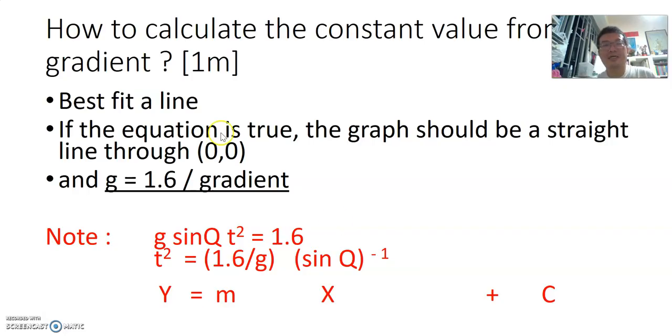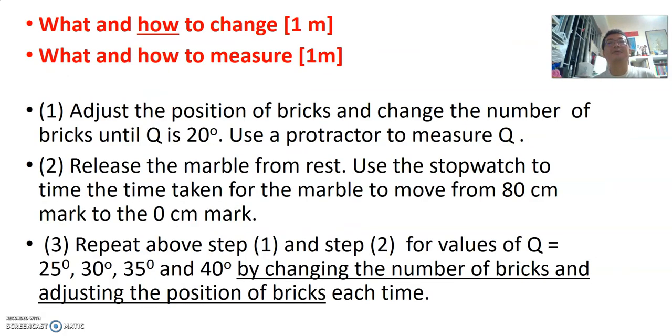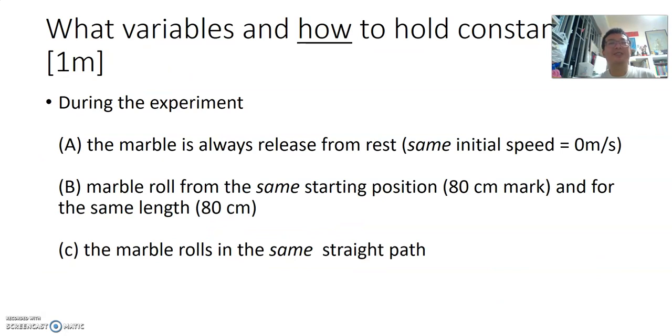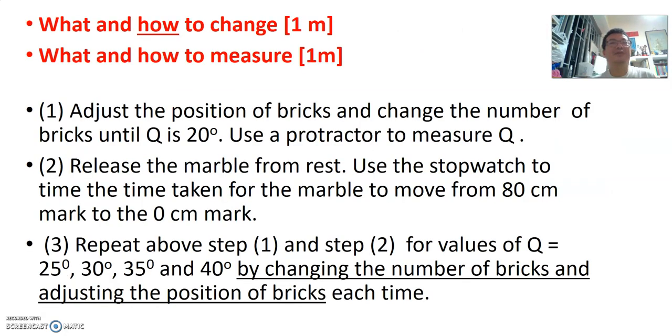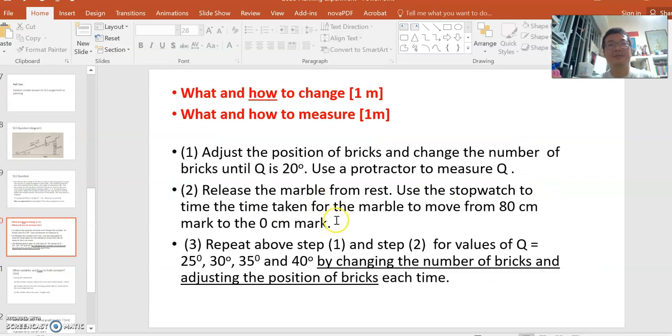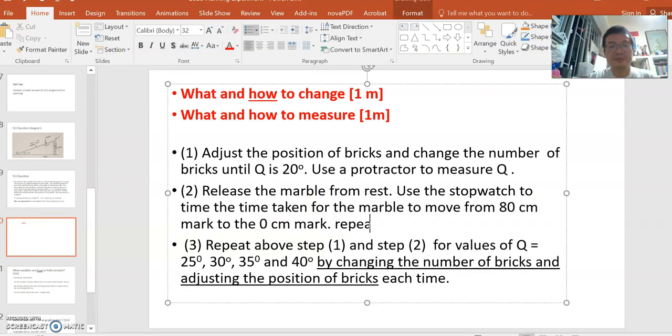Now, in this experiment, I forgot to include that we have to repeat the experiment once and get the average. So in order to find t, here we have to repeat and get the average time t, because doing it one time may not be accurate.